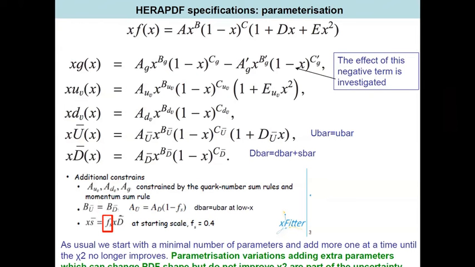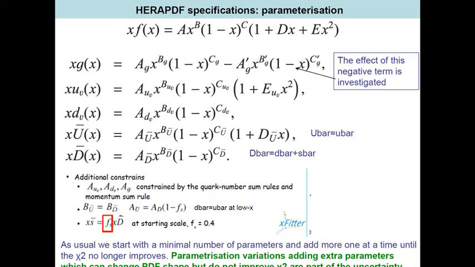So I'd already mentioned the philosophy of the HERAPDF. This is just a specification of the parameterization, which anyone who's read the HERAPDF paper knows about, but there are 14 total free parameters in that. There are constraints on the normalizations from the quark number sum rules and momentum sum rule. There has to be some constraint on how much of the D-type PDF you think comes from the strangeness, because HERA itself cannot determine that.